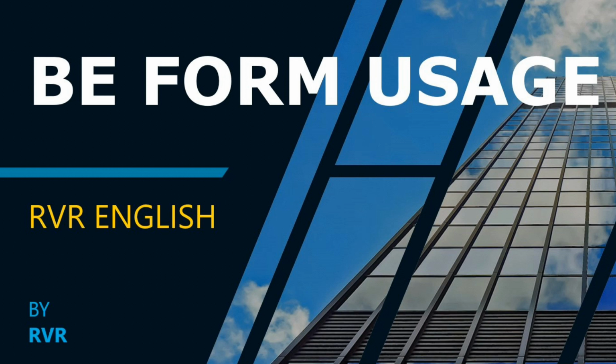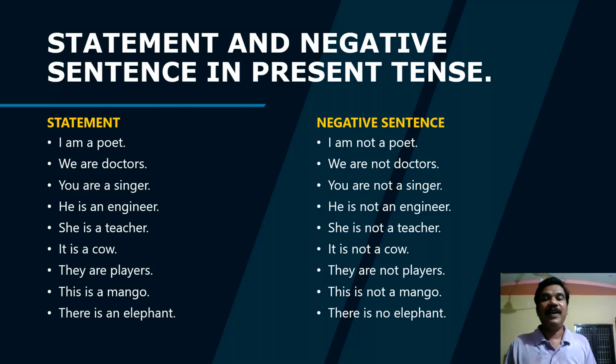Dear students, we have learned in part 1 be form usage, how to construct sentences with the be form in the present, past and future tense. Now we are going to learn how to change the statement into negative, to yes or no question, and yes or no question to WH word questions. It's very useful. All of you please practice, because I have given you a practice test also at the end of this video lesson. Okay, we have learned how to use be form in tenses.